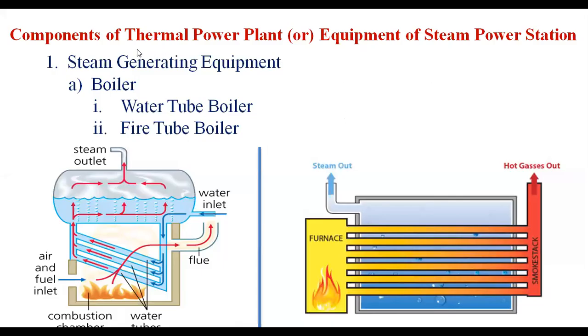Today we are going to discuss the components of the thermal power plant, or simply the equipment of a steam power station. Generally in the thermal power plant, the major components are coal storage plant, coal handling plant, ash storage plant, ash handling plant, boiler, superheater, economizer, air preheater, turbine, condenser, alternator, and exciter. These come under the major components in thermal power plants.